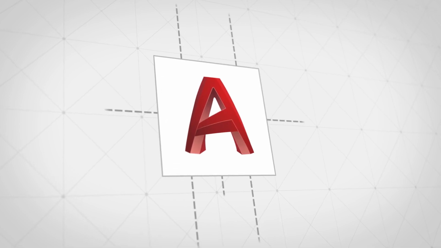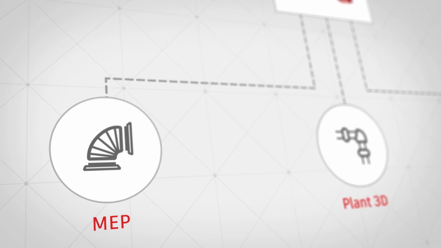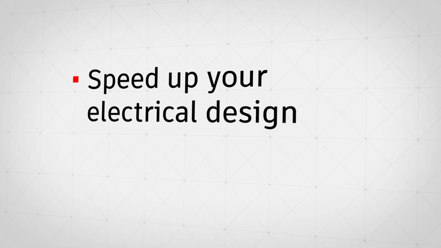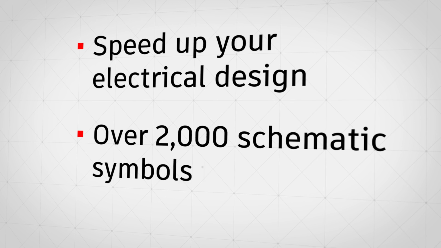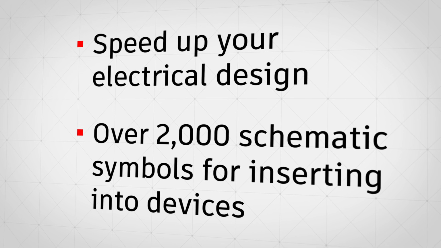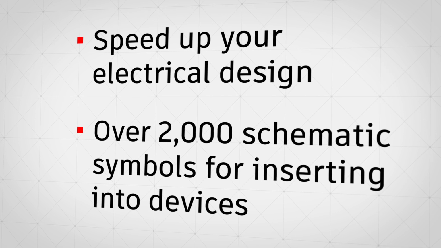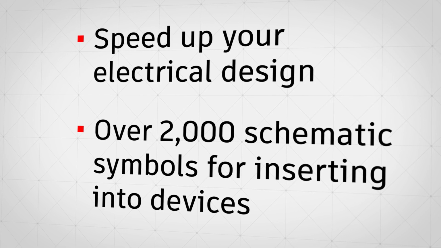Now, when you subscribe to AutoCAD, you gain access to 7 specialized toolsets ready to download, including the electrical toolset. This toolset was purpose-built to drastically speed up your electrical design and drafting, with over 2,000 schematic symbols for inserting into devices. Let's take a look at how the electrical toolset in AutoCAD 2019 helps you work faster.